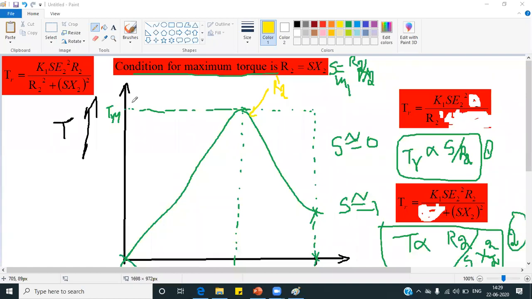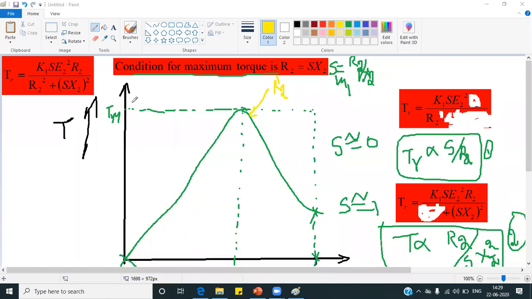Just the manipulation of the equation, right? So now all of you see one thing.